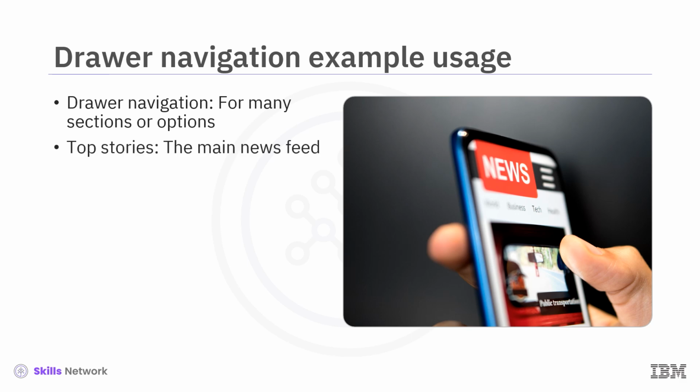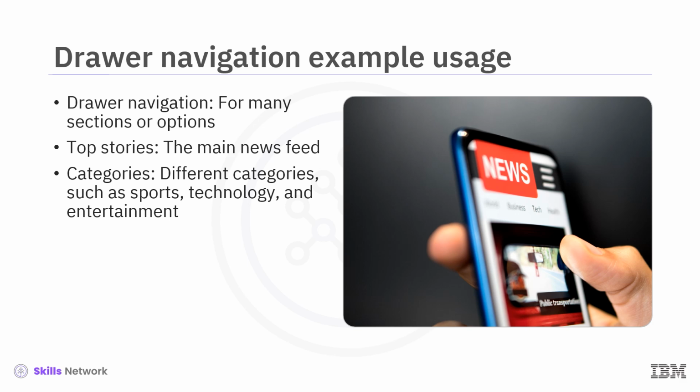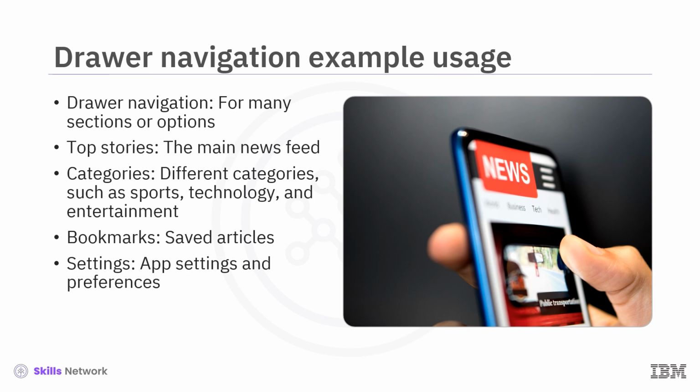For example, a news app might have top stories that users can navigate to see the main news feed. The drawer navigation might also show different categories such as sports, technology, and entertainment. It might also have bookmarks for saved articles. Users can also use the drawer navigation to access app settings and preferences.